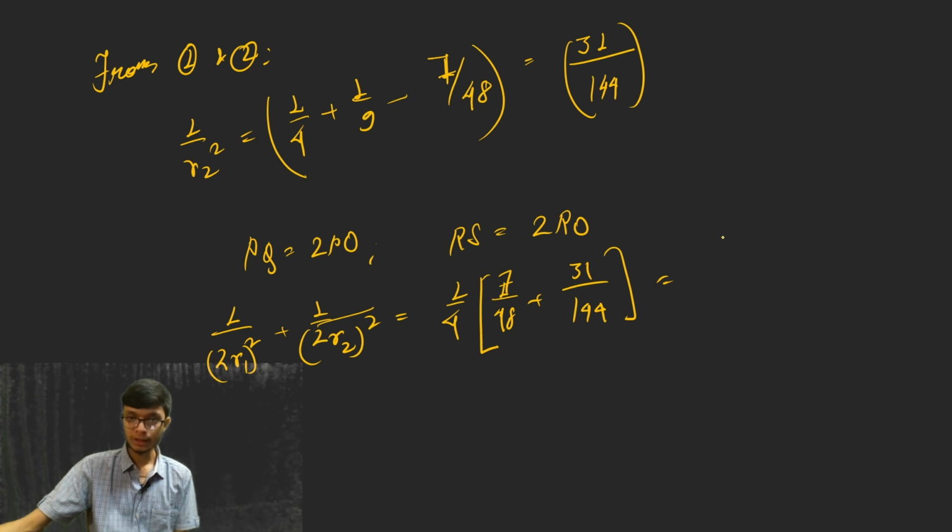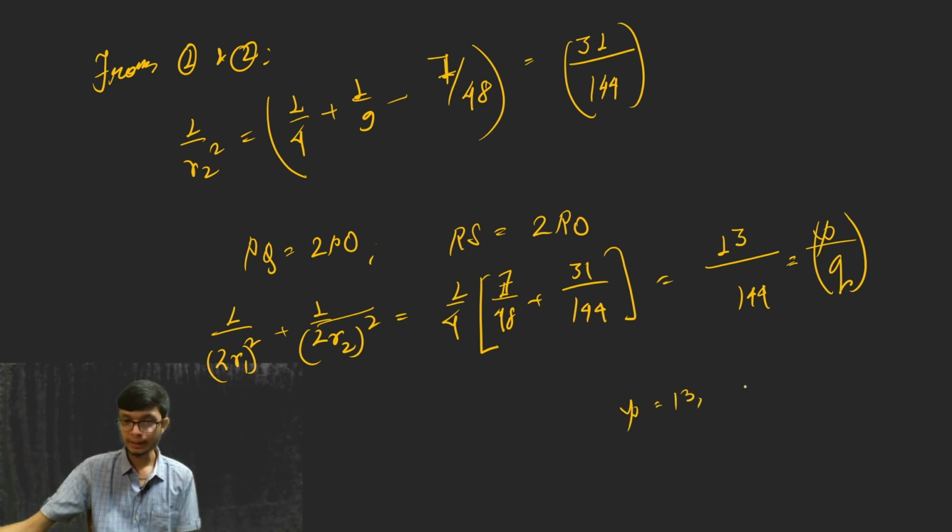So if you solve this, I have done it on my rough. It is basically 13 by 144. So I have to represent this in the form of two co-prime numbers, that is, numbers whose HCF is equal to 1. That means P is basically 13 and Q is equal to 144.